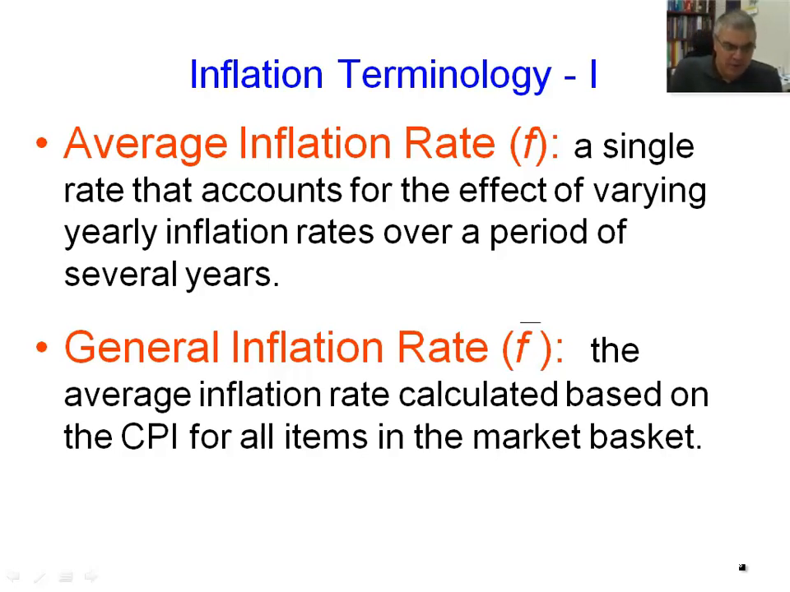The other one, f bar, is the general inflation rate. The general inflation rate is the, there's a bar right over f in case you're missing that bar, the average inflation rate calculated based on the CPI for all items in the market basket. So there are differences between average inflation rate and general inflation rate, and one must be very careful with this terminology.